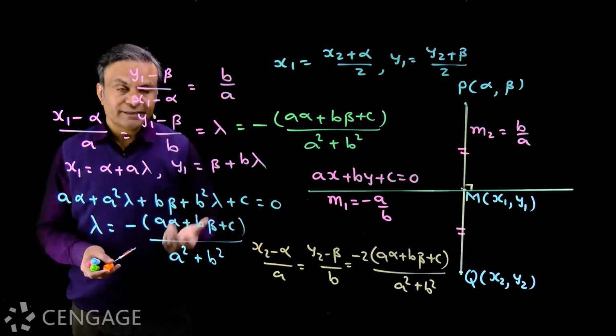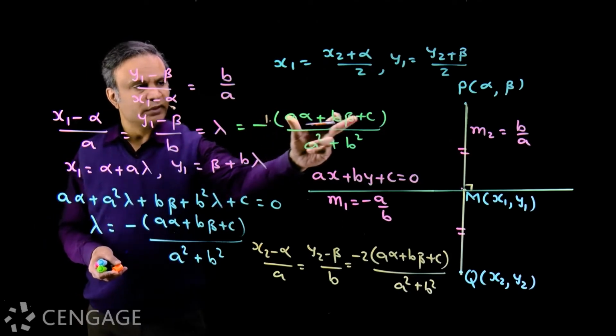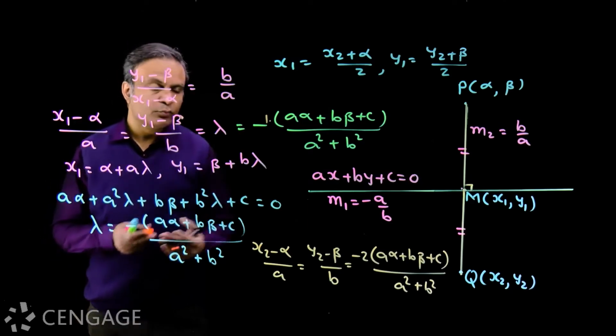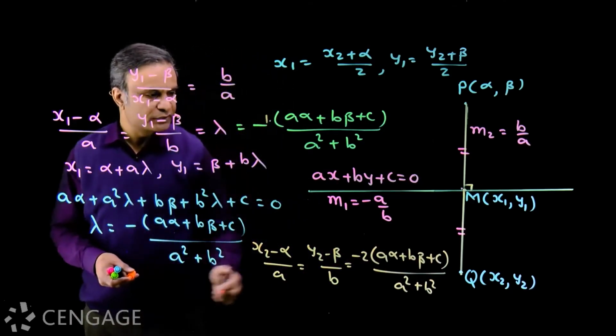Okay, now it's easy to remember these two formulas. For the foot of perpendicular we have minus 1 multiplied by this, and for the image or reflection of point P in the line we have minus 2 multiplied by this expression, this one.